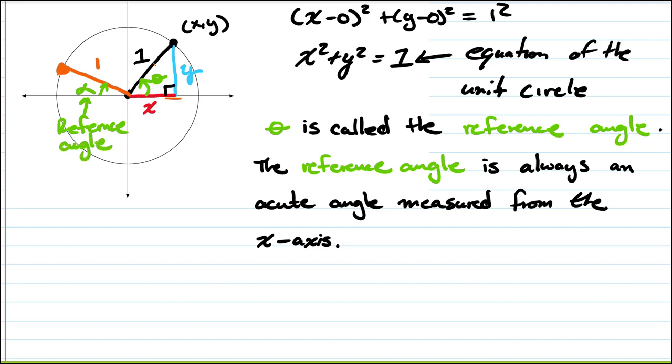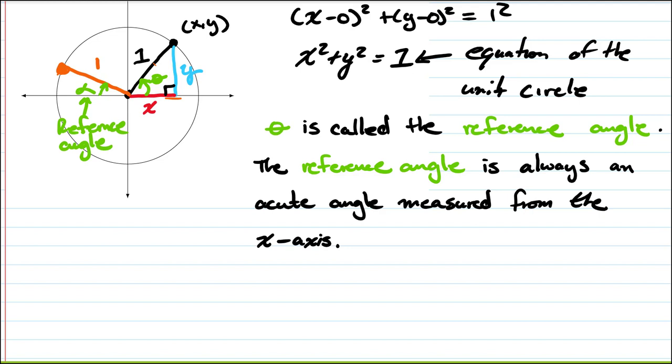So we note that the reference angle is always acute, and remember that means it's between 0 and 90 degrees, so it can't be bigger than 90. If we're in quadrants 2 or 3, our reference angle is going to be measured from the negative x-axis. If we're in quadrants 1 and 4, our reference angle is going to be measured from the positive x-axis. So we have to be a little careful with that. All right, so let's go ahead and use this circle to define our trigonometric functions.